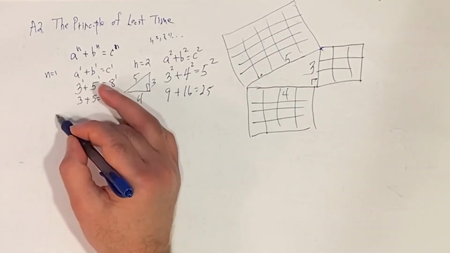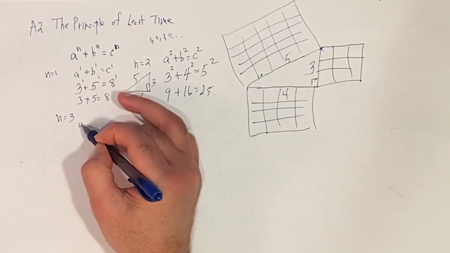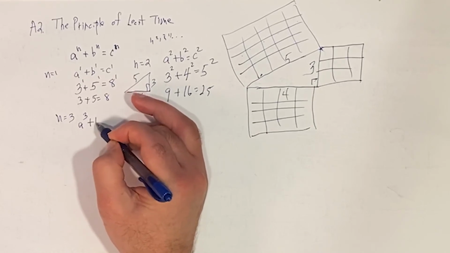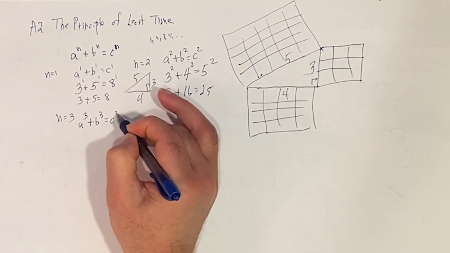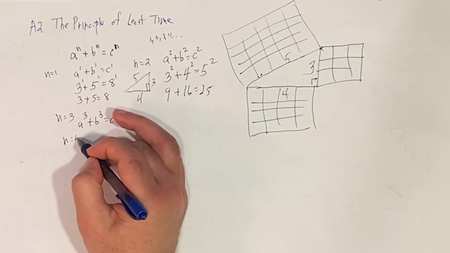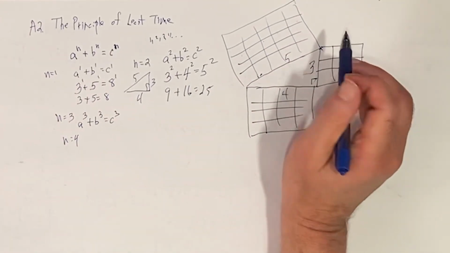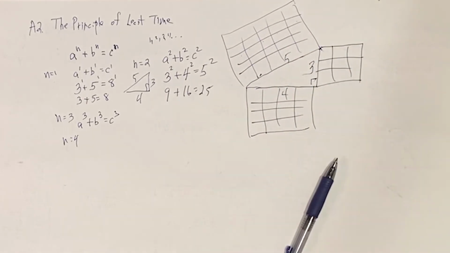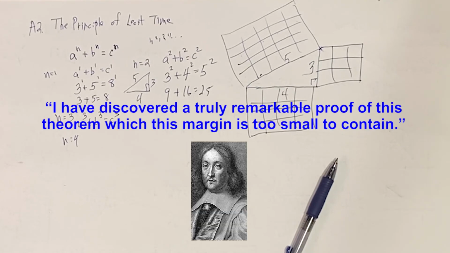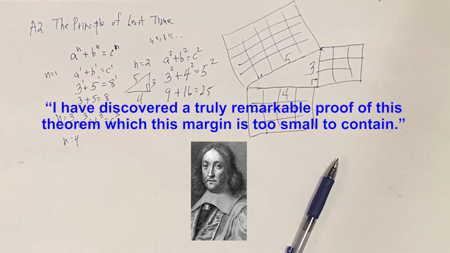So he's saying if n is equal to 3, you'll find no solutions. If n is equal to 4, you'll find no solutions. If n is equal to 100, you'll find no solutions, and on up to infinity. And Fermat wrote, I have discovered a truly remarkable proof of this theorem, which this margin is too small to contain. So he writes this in the margin.